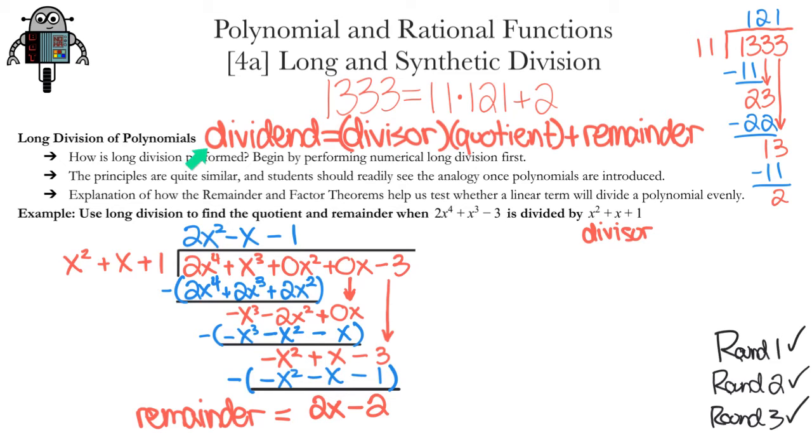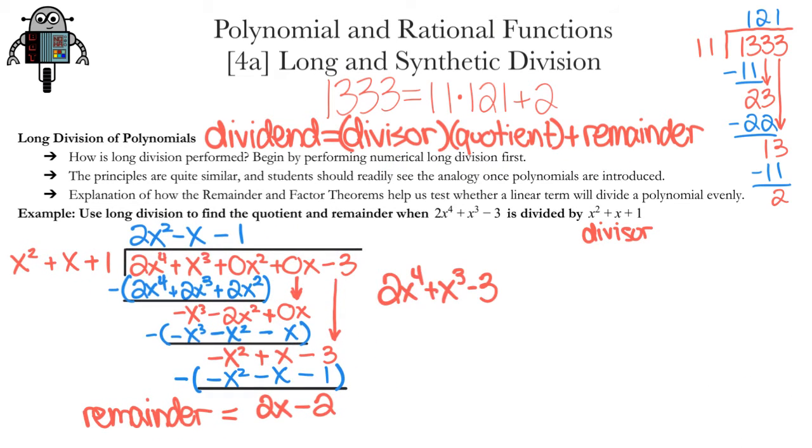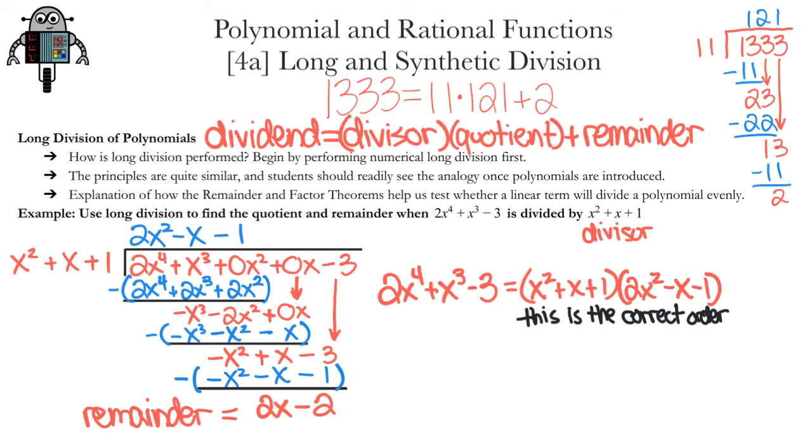Remember, the dividend can be written as the product of the divisor and the quotient plus the remainder. So let's do that. 2x to the fourth plus x cubed minus 3 is equal to the product of 2x squared minus x minus 1 and x squared plus x plus 1 plus the remainder.